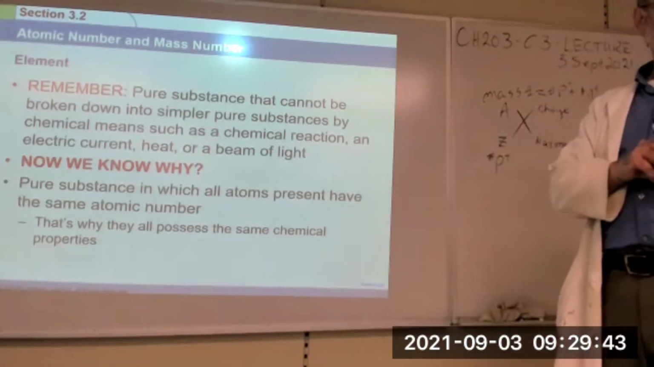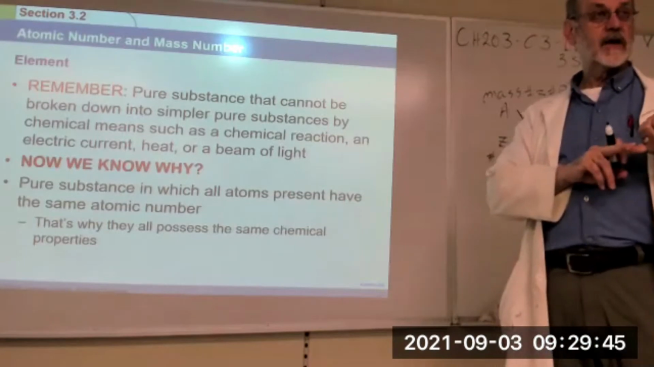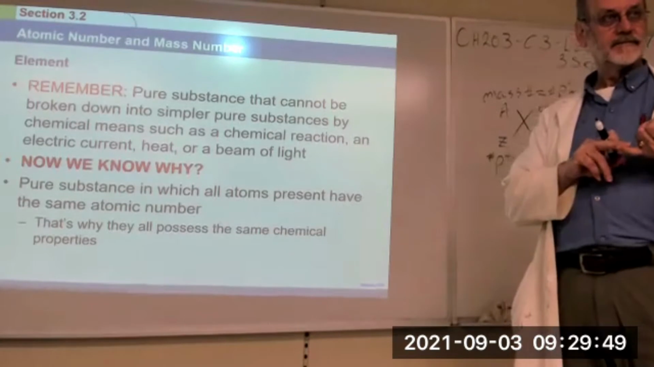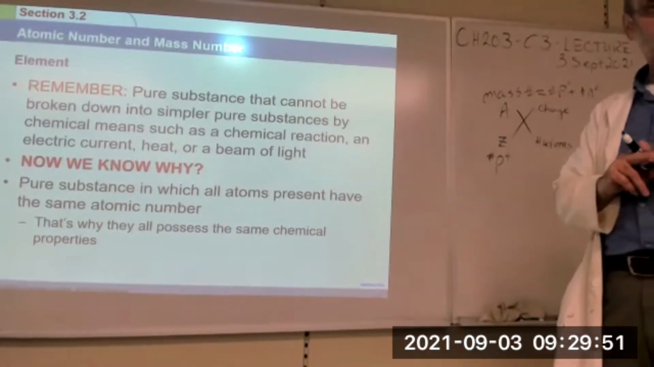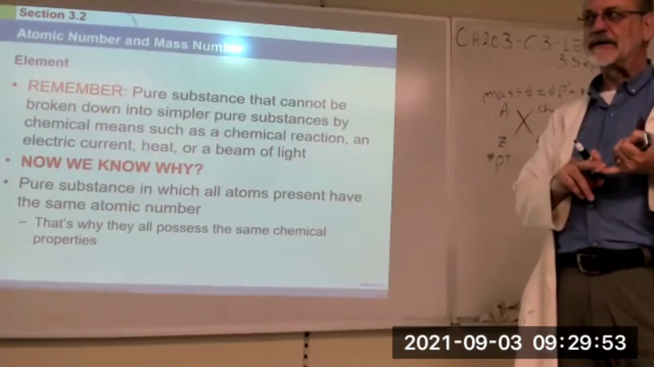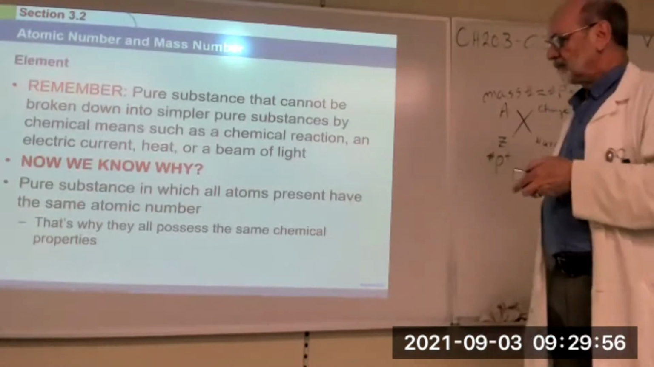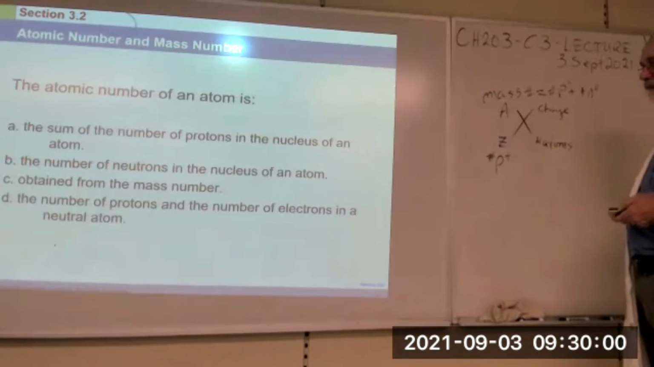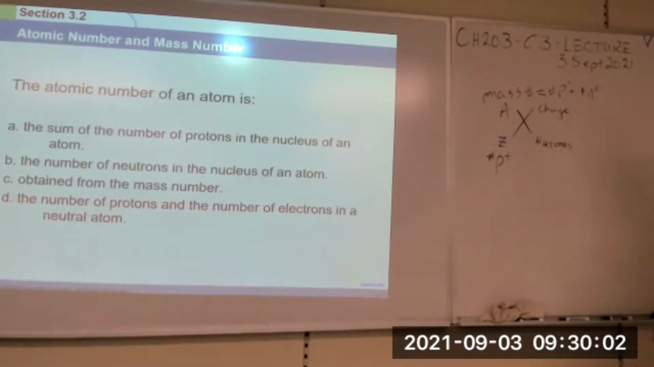Plus, they're usually pretty dull in appearance. They don't shine. You can't stretch them. They're brittle. If it's a solid, it'll break before it deforms. But they're all pure substances. So the atomic number is the number of protons, and in a neutral atom, it's also the number of electrons.